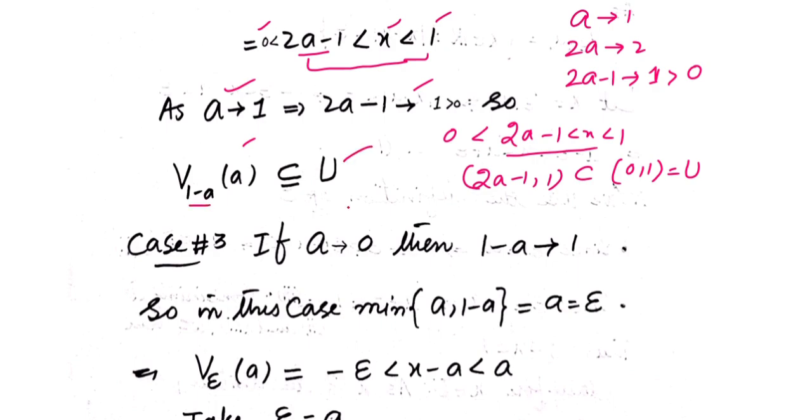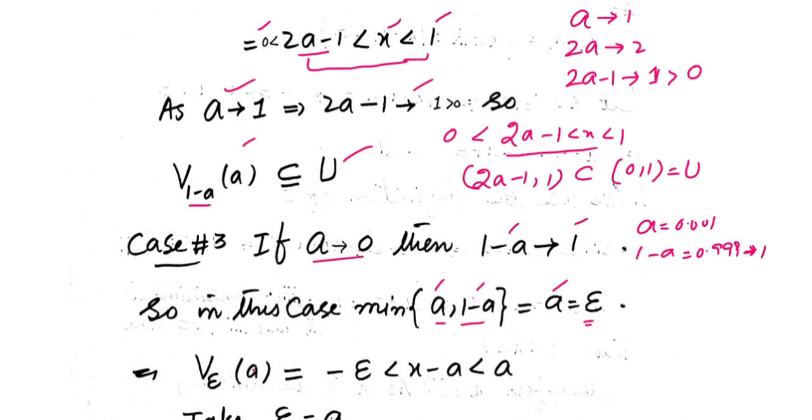Case number 3, if a approaches 0. When a approaches 0, clearly 1 minus a approaches 1. For example, if a is 0.001, 1 minus a is equal to 0.999, which is close to 1. So in this case, 1 minus a approaches 1. Now the minimum between a and 1 minus a is clearly a. So set a equal to epsilon.